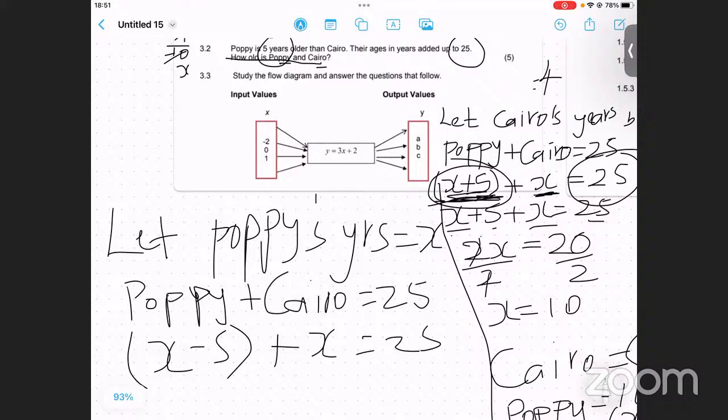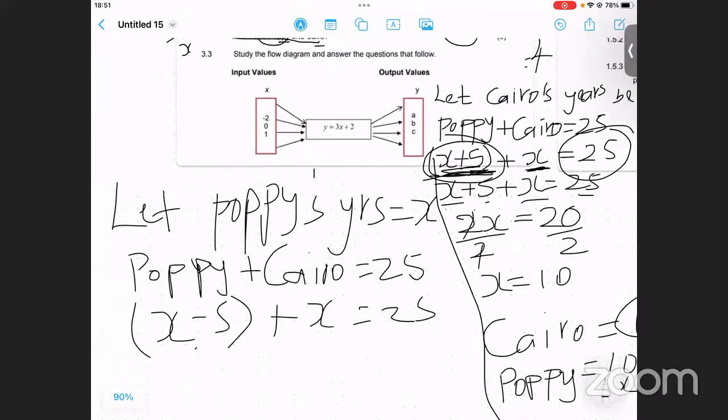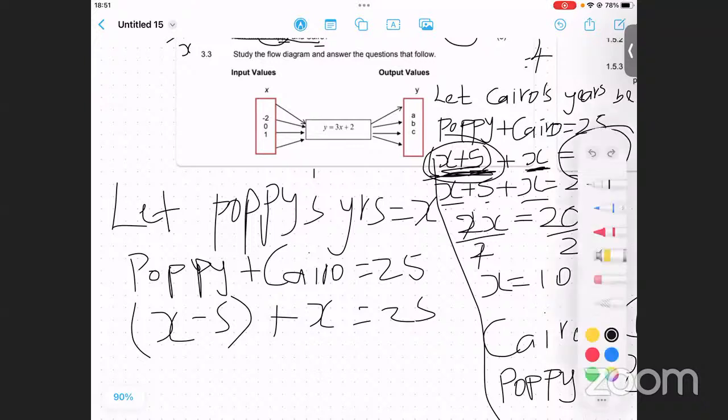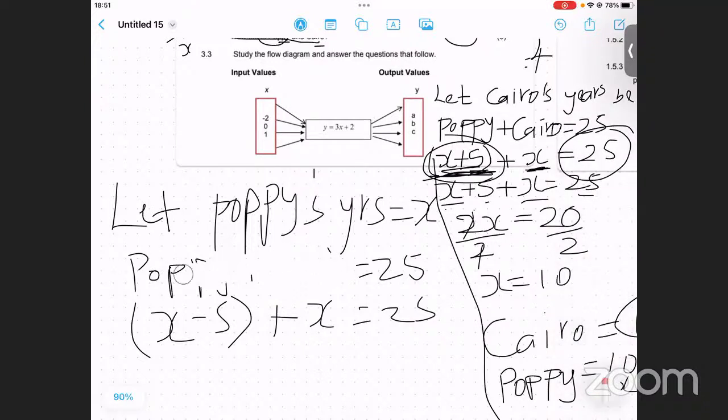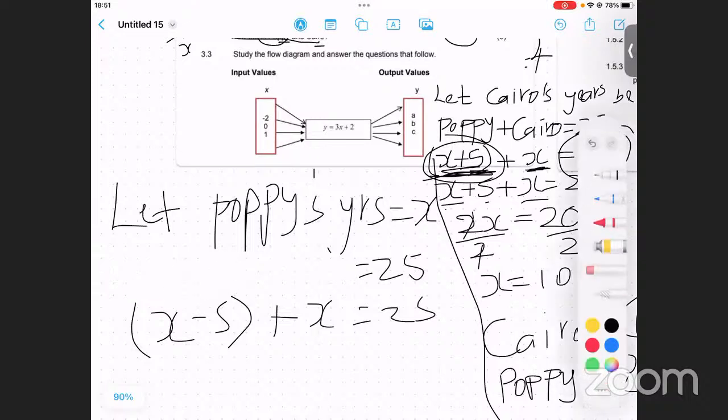And then what we'll have is x plus x is equal to 25. But Poppy is x years old and Cairo is... Okay, cool. X plus x is equal to 25. Yes, ma'am. Okay, cool. I was not supposed to start with Poppy, right?